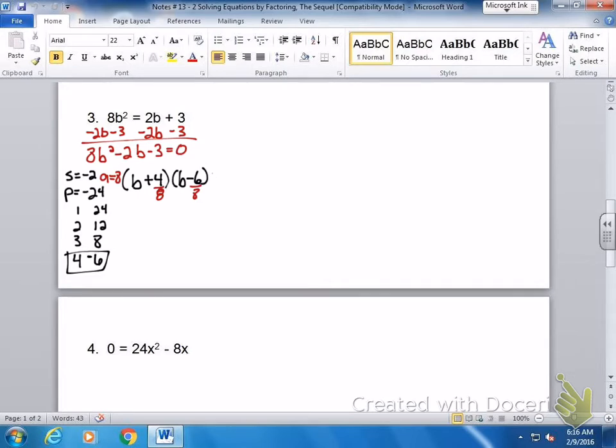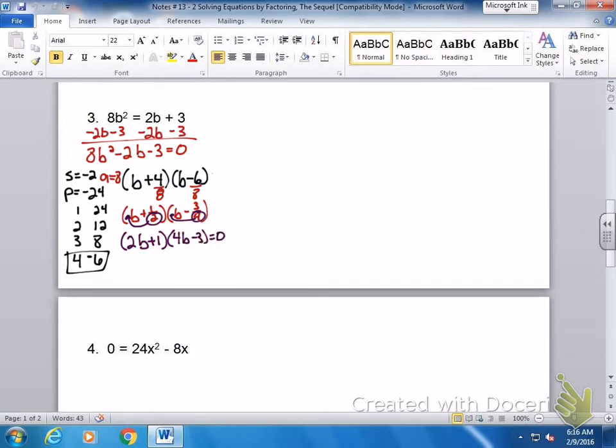So 4 over 8 simplifies to 1/2. 6 over 8 simplifies to 3/4. Now that I've simplified my fractions, I can do the swing method. So I'm going to swing my denominator up front. I get 2b plus 1. And then I'm going to swing this denominator in the front as well. So I get 4b minus 3. And remember, that equals 0.